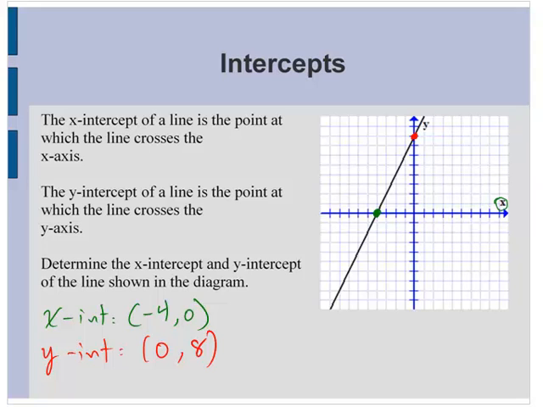So now if we think about it a little bit, the x-intercept, since it hits the x-axis, is not above the origin or below the origin. The y-coordinate must be 0. And similarly for the y-intercept, the x-coordinate must be 0.